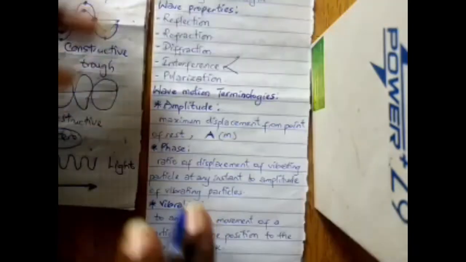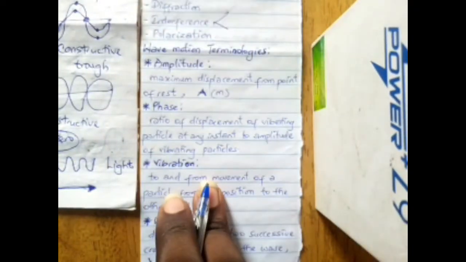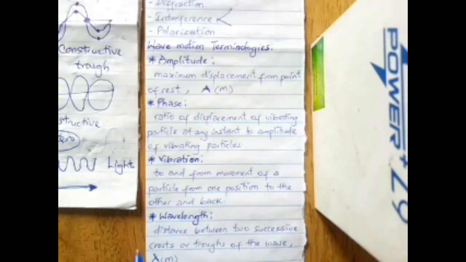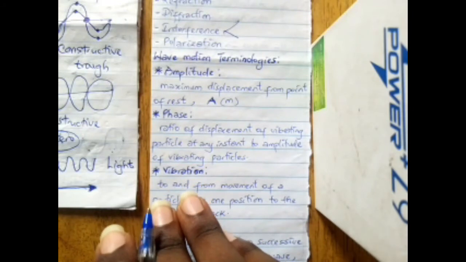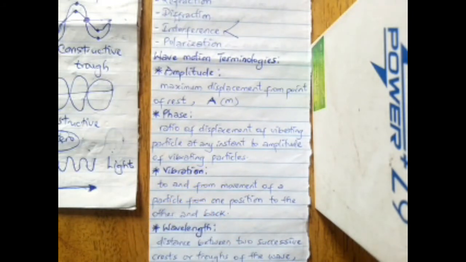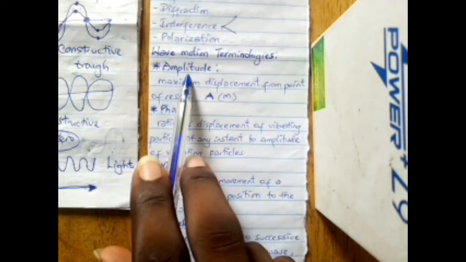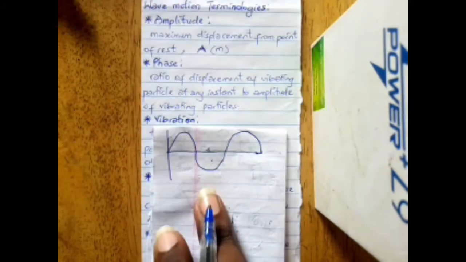So quickly we'll be looking at some terminologies now in wave motion. And before we start solving examples, there are lots of questions on waves. Waves are very common. The questions are very common in WAEC, so we have to be fast. Okay. So I have amplitude. Now the first terminology we're looking at is the amplitude.